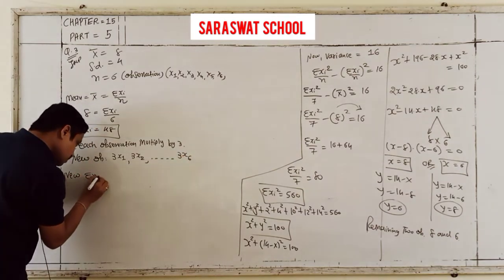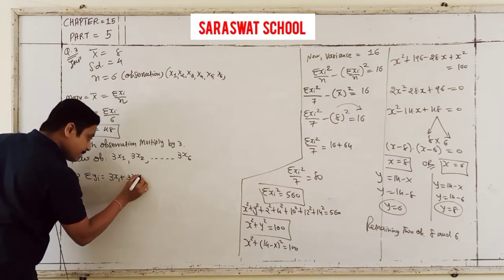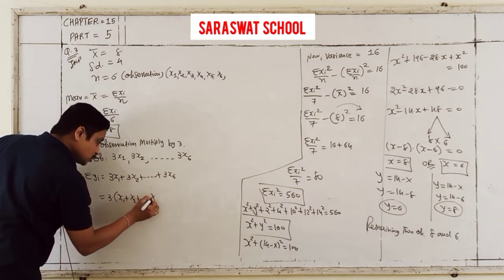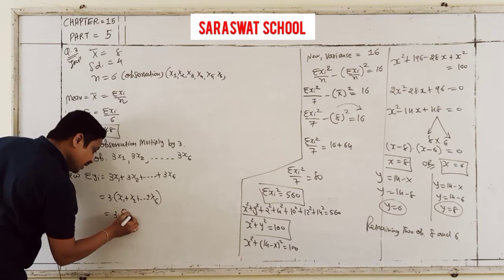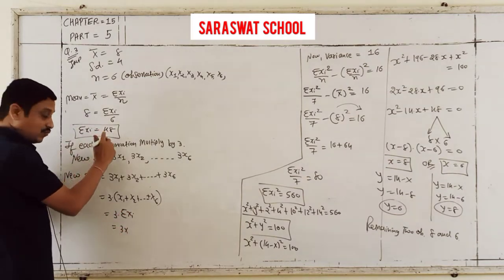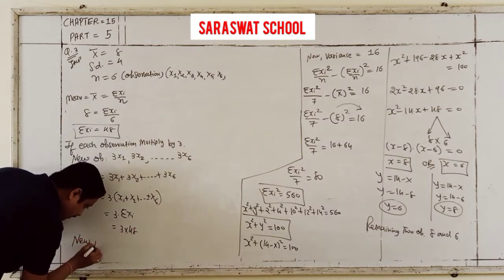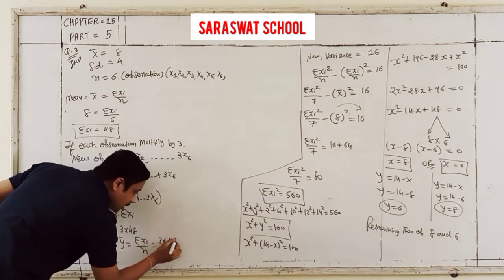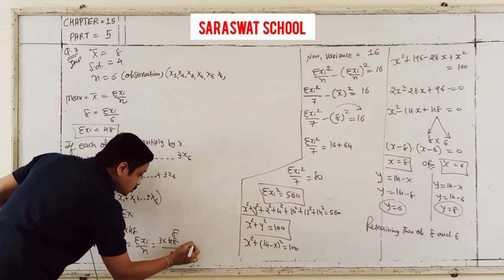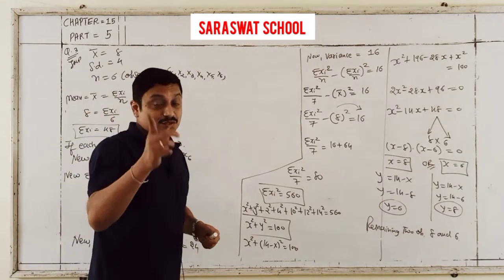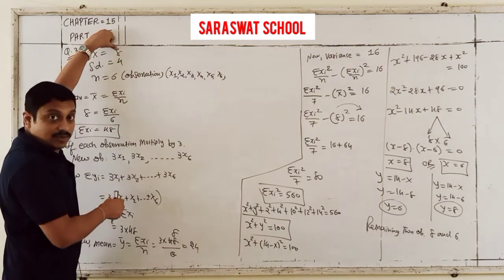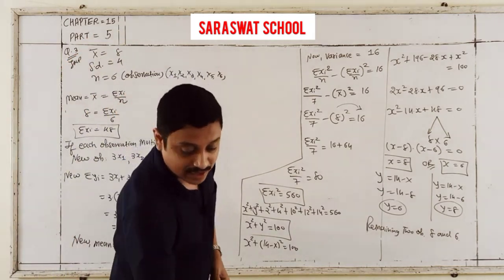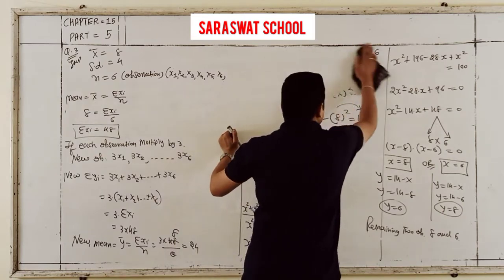It means the new summation is 3x1 plus 3x2 up to 3x6, with 3 common, x1 plus x2 up to x6, which is sigma xi, and sigma xi is 48. Therefore, students, my new mean y bar is sigma yi by n, 3 into 48 by 6, 6 8s is 24. Your half answer is done. You can also cross verify this answer: the mean is 8 and you multiply by 3, so 8 3s are directly 24.